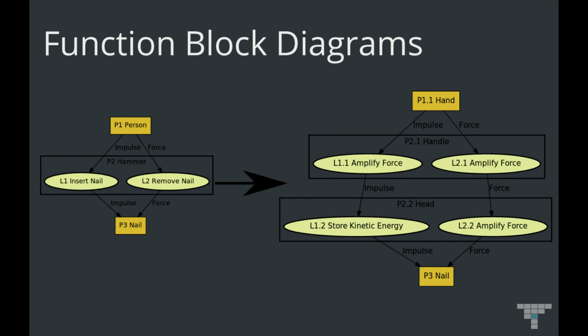Function block diagrams can appear at different levels, and as the subsystems break down, the functions break down with those subsystems. Here are two function block diagrams at different levels. As the hammer breaks down onto handle and head, the insert nail breaks down onto amplify force, store kinetic energy. What does the remove nail break down onto? Amplify force. But we can see that more clearly in the functional decomposition diagram.